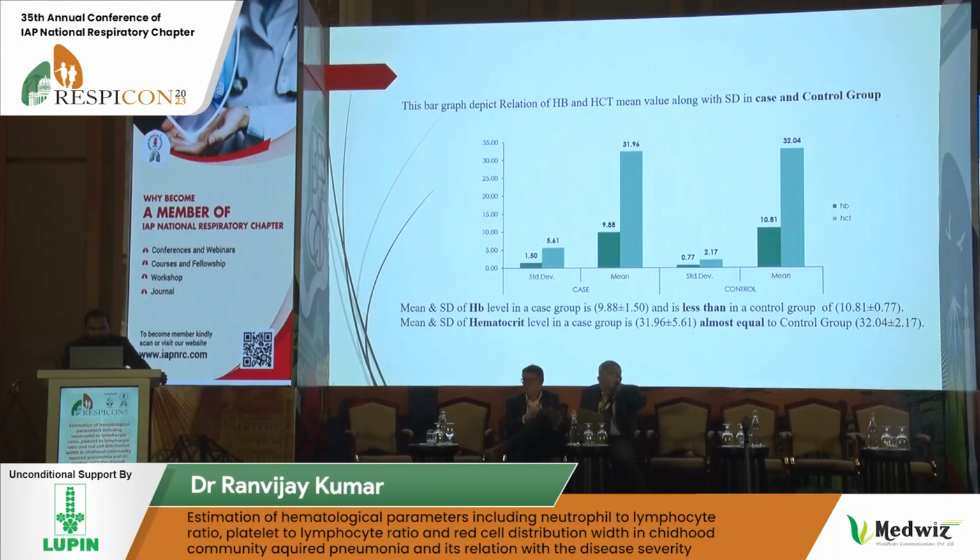This bar graph depicts the relation of hemoglobin and hematocrit mean value along with the standard deviation in case and control group. Here left hand side is case and right hand side is control, and the mean hemoglobin in the case group is 9.88 with a standard deviation of 1.50, which is less than in the control group of 10.81 with a standard deviation of 0.77.